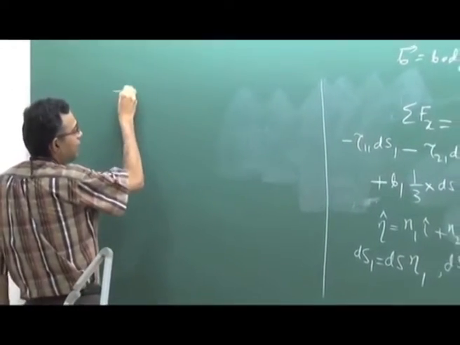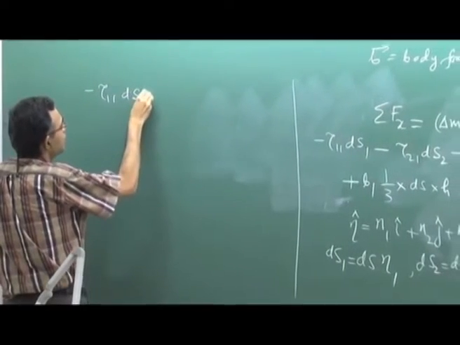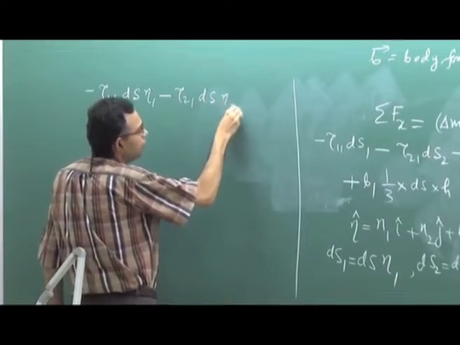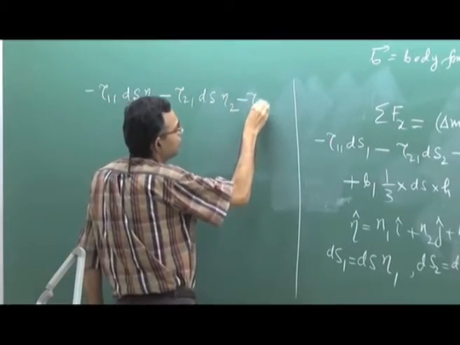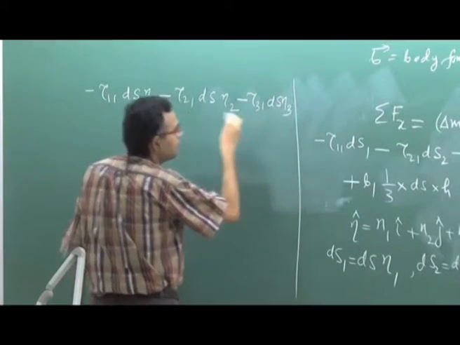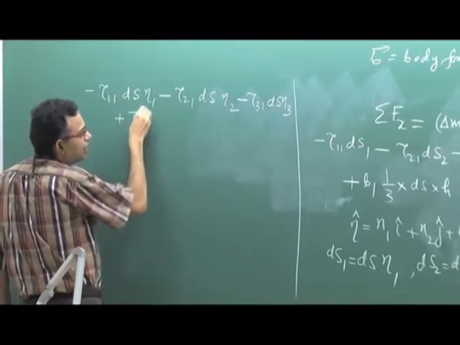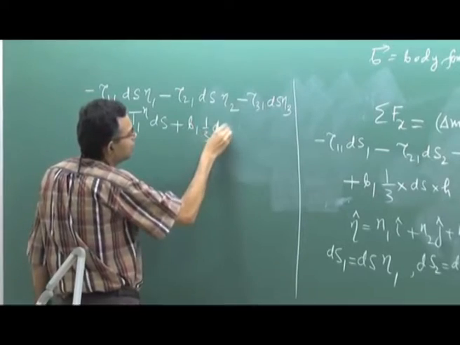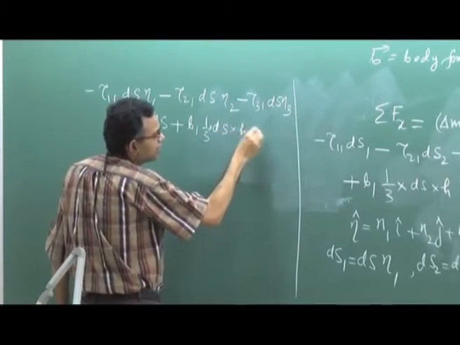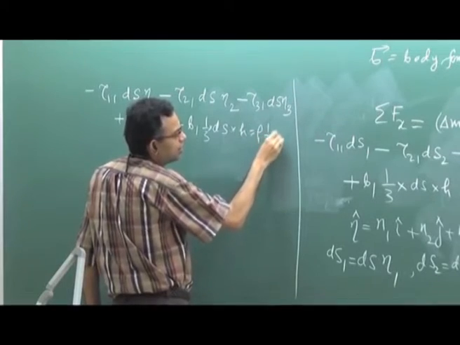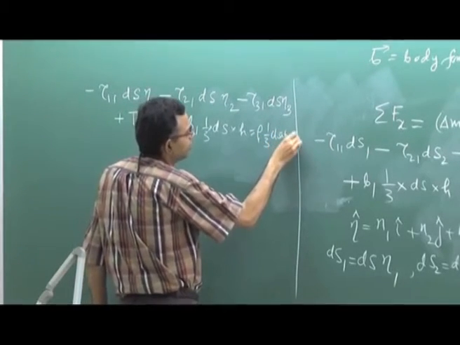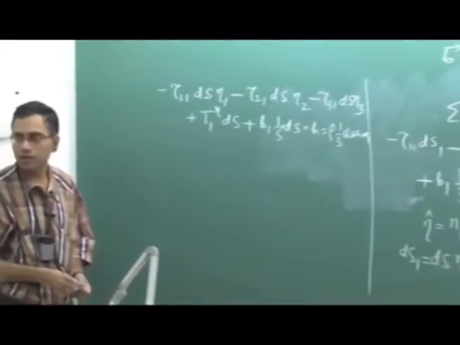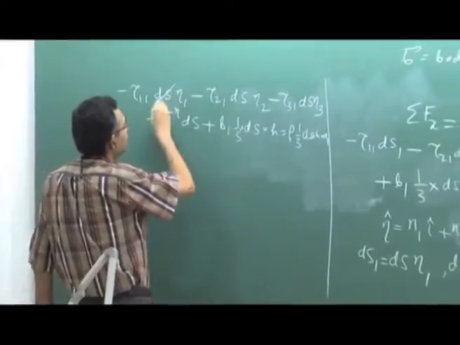So, you can write minus tau 11 dS eta 1 minus tau 21 dS eta 2 minus tau 31 dS eta 3 plus t1 dS plus b1 1/3 dS into h is equal to rho into 1/3 dS into h into a1, right. Now you can cancel dS from all terms. So we cancel dS.